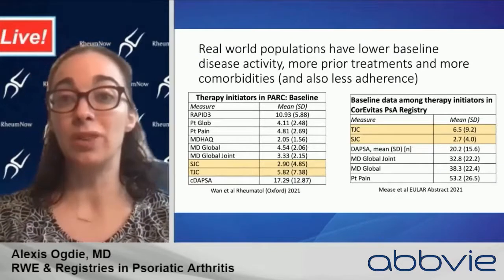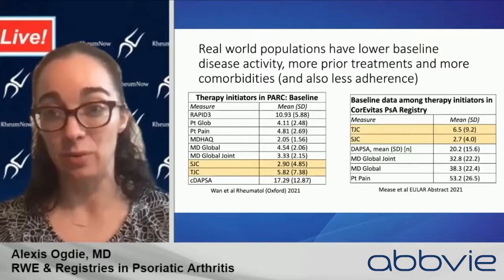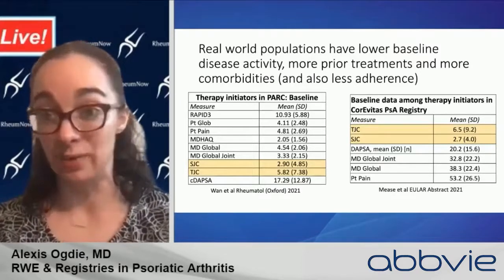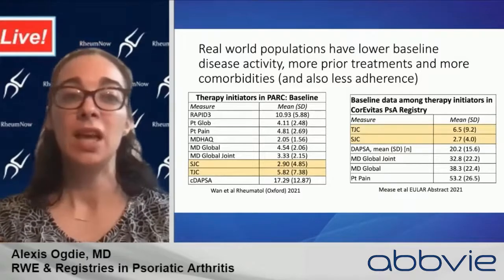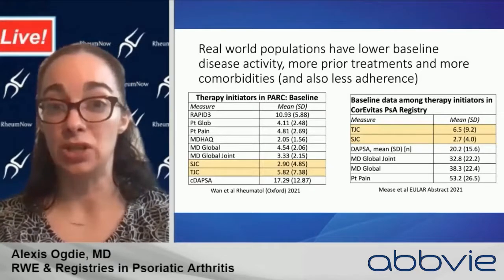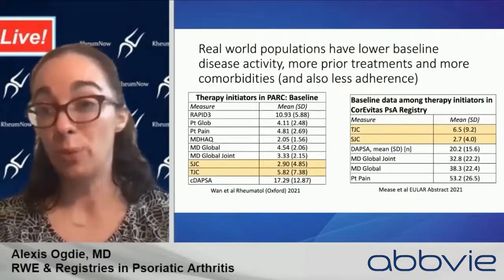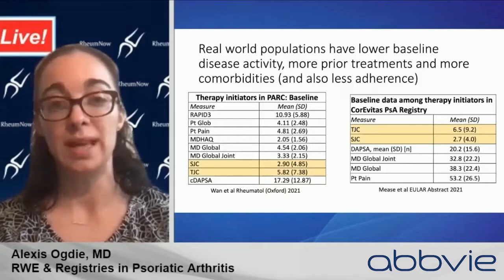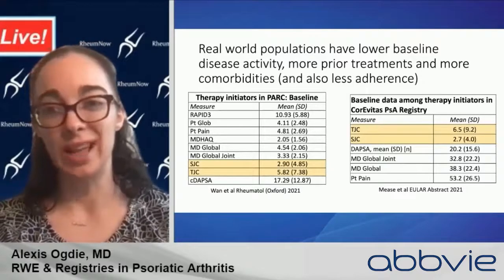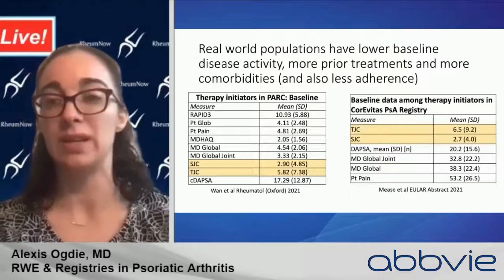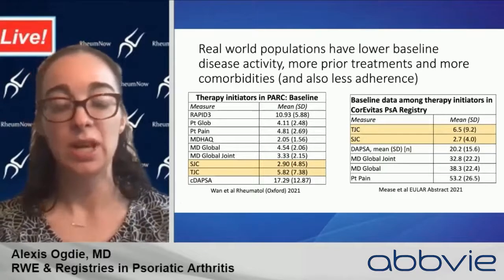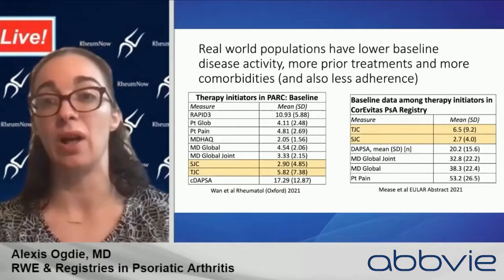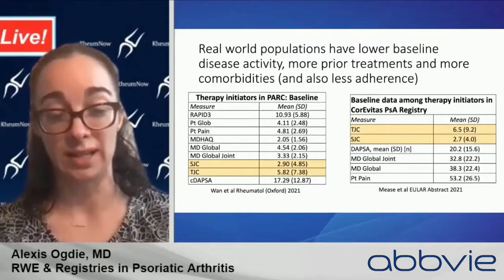So this is why real world evidence has so much weight, is that the data from the real world really reflects the patients we see, or ideally it reflects the patients we see. In general, real world populations have lower disease activity, more prior treatments, so they may be more refractory to new therapies, and also more comorbidities, and also likely less adherence because they're not coming into the trial to actually receive the medicines. So it's never really surprising when new drugs that looked fantastic in a clinical trial aren't performing quite as well in clinical practice.